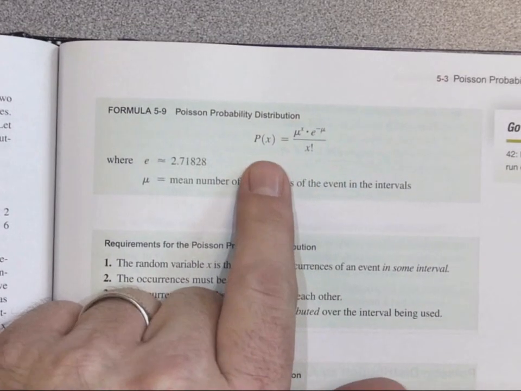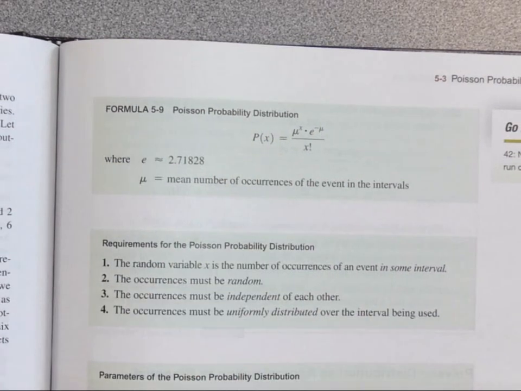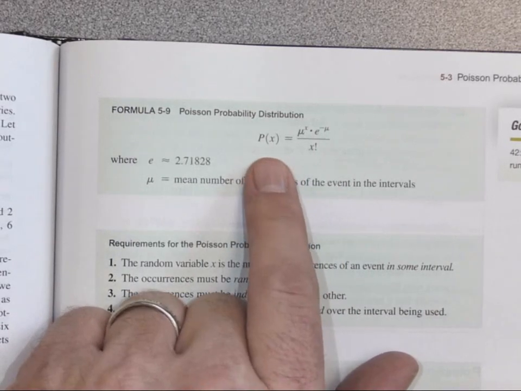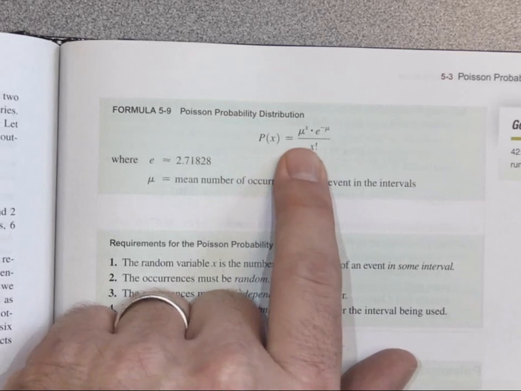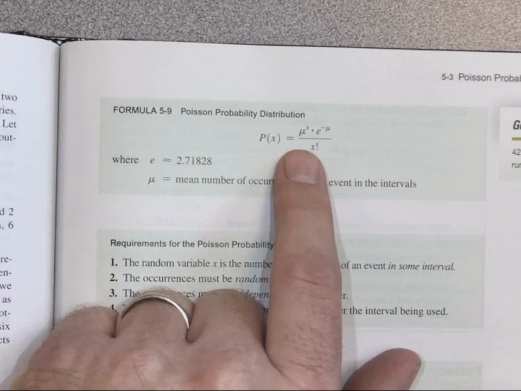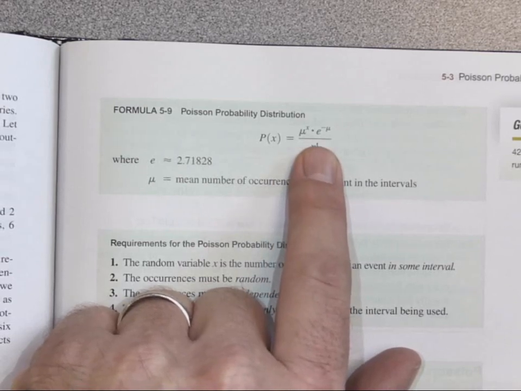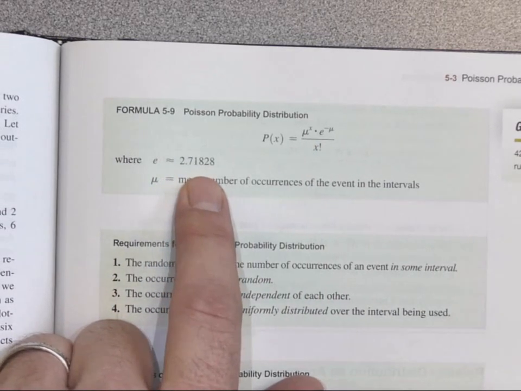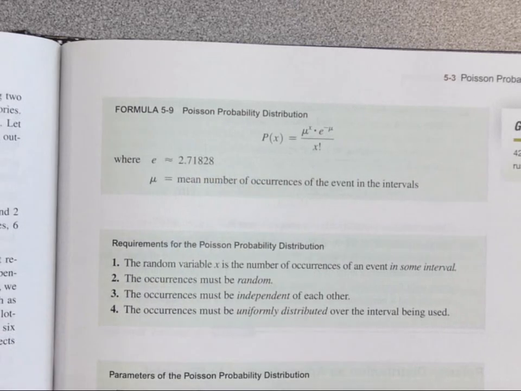Just like with our binomial formula, we had a P of x formula. The binomial formula was n choose x times p to the x times q to the n minus x. But the formula for Poisson distribution, for finding the probability of exactly x happening, is mu to the x, e to the minus mu, all over x factorial, where mu represents the mean. E is a number similar to pi. Pi is an irrational number, 3.14159, and it keeps going on forever. E is also an irrational number, 2.71828, and it goes on forever as well.